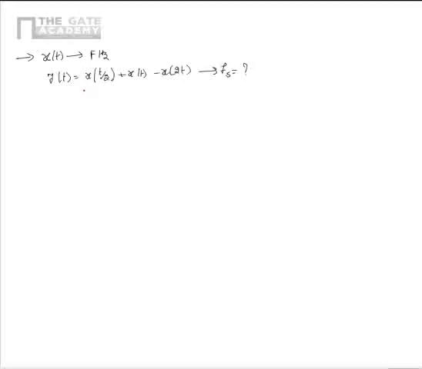From the given signal y of t, we see that x of t by 2 is an expanded version in time domain. We know that expansion in time domain is equivalent to compression in frequency domain. From this, we can say that the signal x of t by 2 has a bandwidth of f by 2.